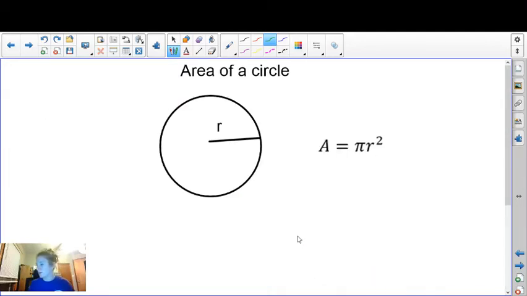Okay, next we're going to talk about the area of a circle. Just like when I dealt with perimeter, I had to talk about circles as well. Same thing. So the area of my circle is pi r squared, where again, pi is my favorite number, 3.14, and r stands for radius.